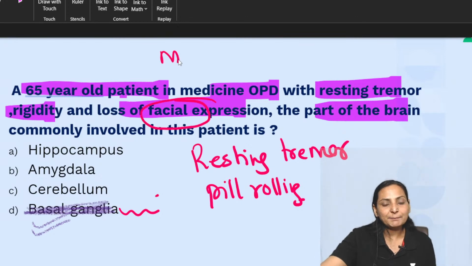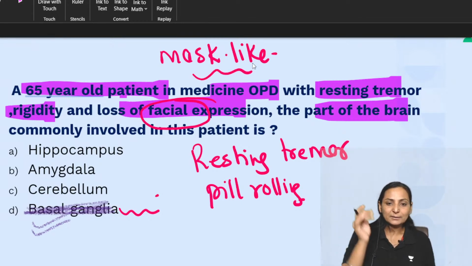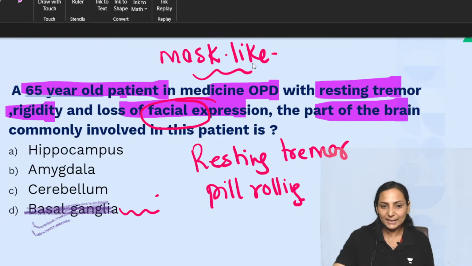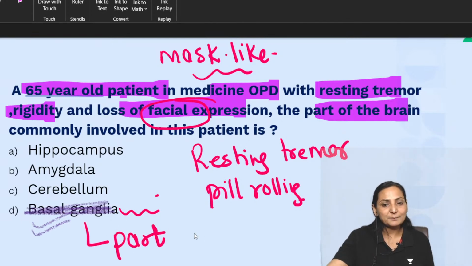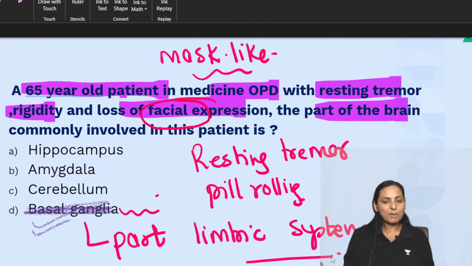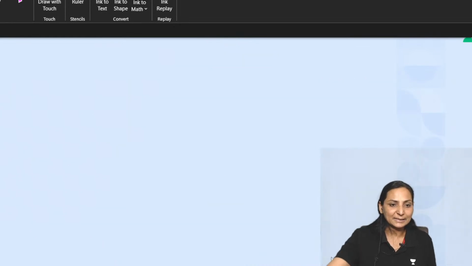Facial expressions are typically mask-like face. What is the reason for mask-like face? You know that the portion of the basal ganglia comes as a part of the limbic system, and therefore mask-like face is an important feature with basal ganglia. Rigidity is going to be there because it is contributing to regulation of muscle tone, stretch reflex, right? Therefore, exaggerated upper motor neuron type of symptoms if there is a lesion of the basal ganglia.